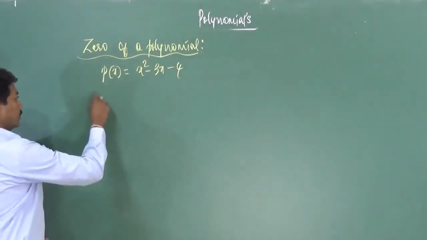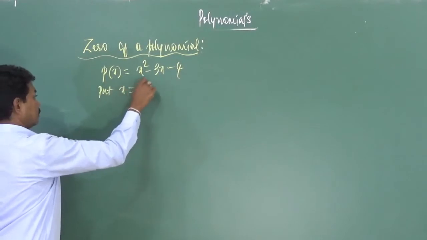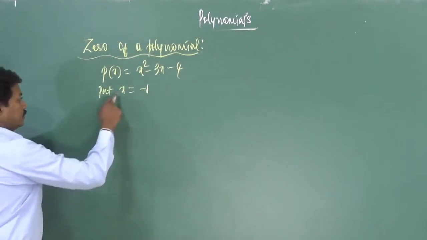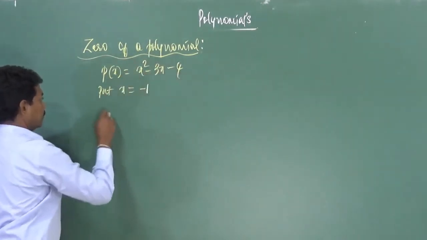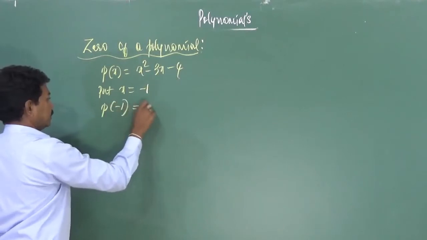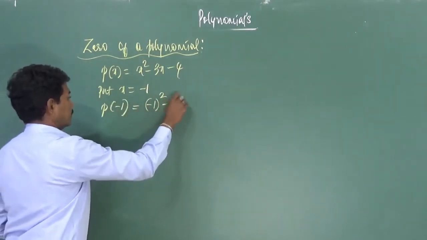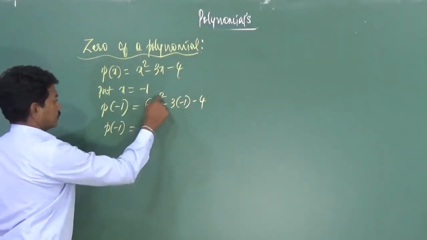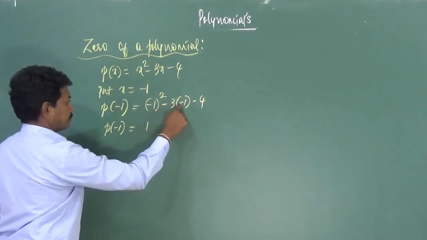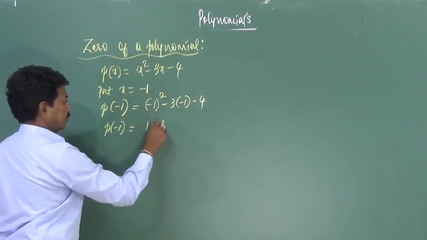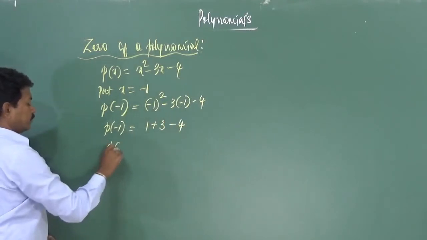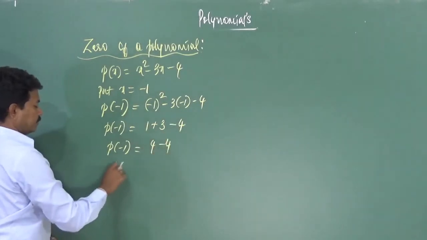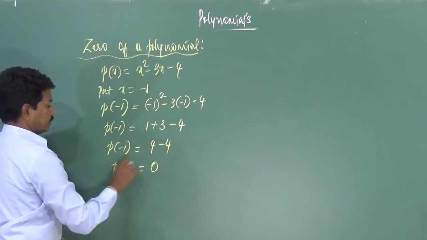In this polynomial, let us substitute x is equal to minus 1. Then p of minus 1 is equal to minus 1 whole square minus 3 into minus 1 minus 4. Minus 1 whole square is 1, minus into minus is plus, 3 ones are 3, minus 4. So p of minus 1 is equal to 1 plus 3 is 4, minus 4, which is 0.